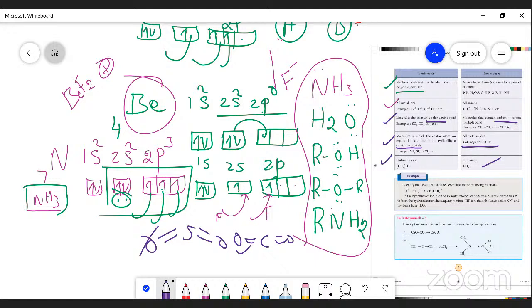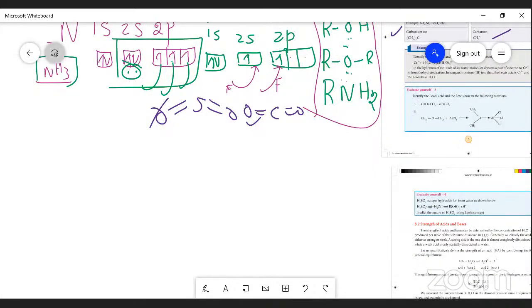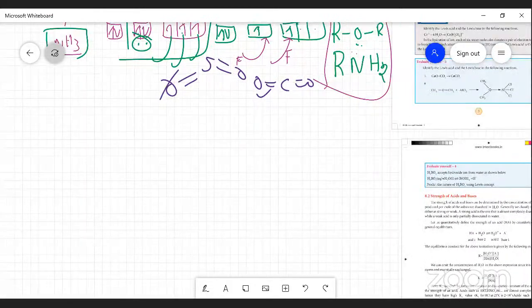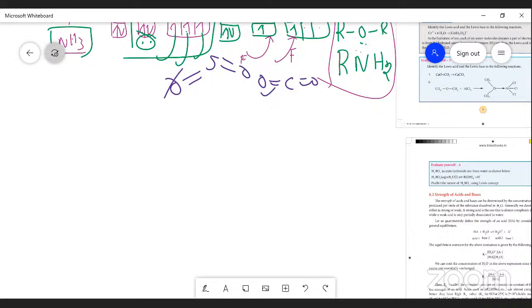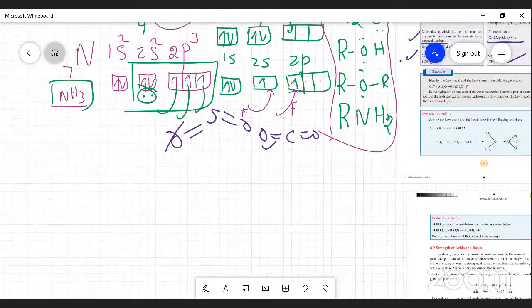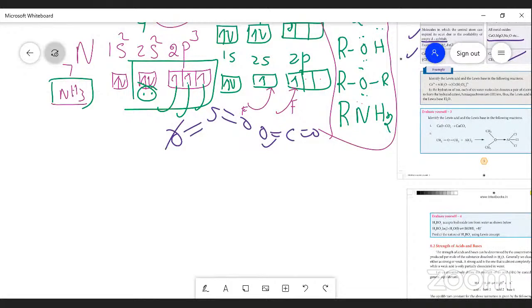From this example we can come to the conclusion of today's session. Let us identify the Lewis acid and Lewis base in the following reaction. They have given a reaction, and from it we need to find where the Lewis acid and Lewis base are. The example: identify the Lewis acid and Lewis base in the following: Cr3+ and 6H2O.